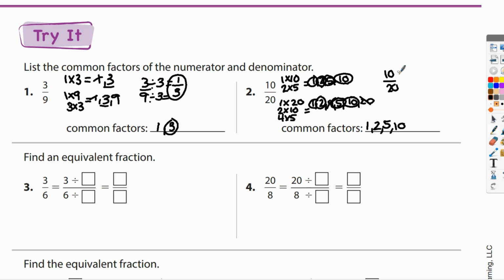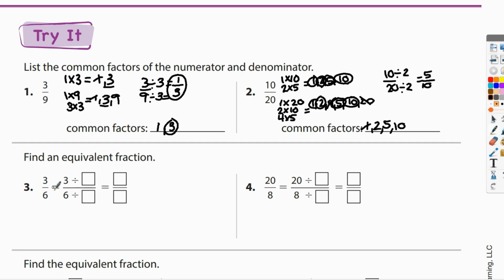So for this case, I know I can't use 1. Let's use the least common factor. The smallest factor is 2. So I'm going to divide both the numerator by 2 and the denominator by 2. That's going to give me 5 as a numerator and 10 as a denominator. So I just divided it, and I got 5/10, which is equivalent to 10/20. And the common factor I used was 2 as the least common factor. It's the smallest.